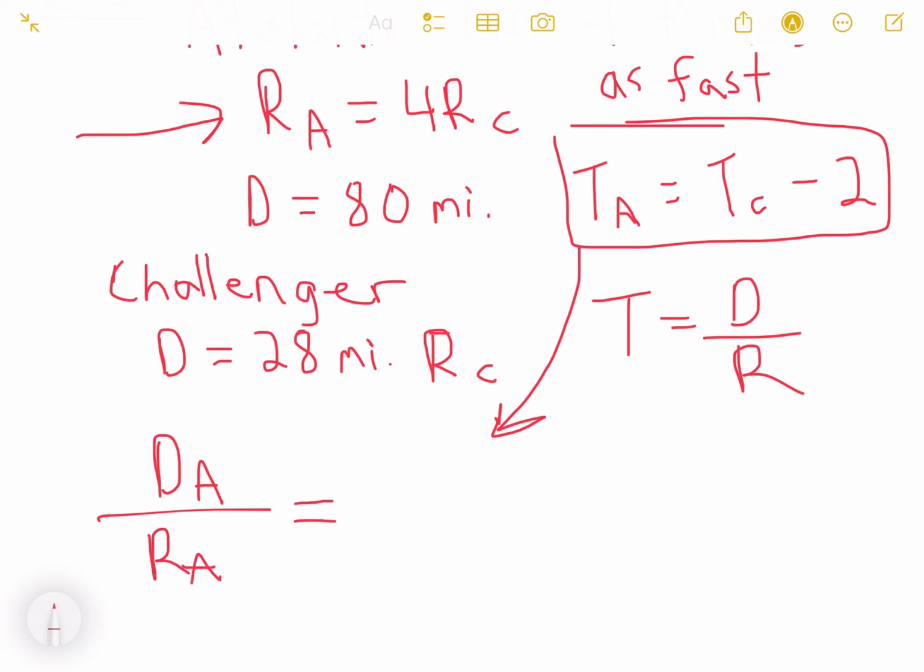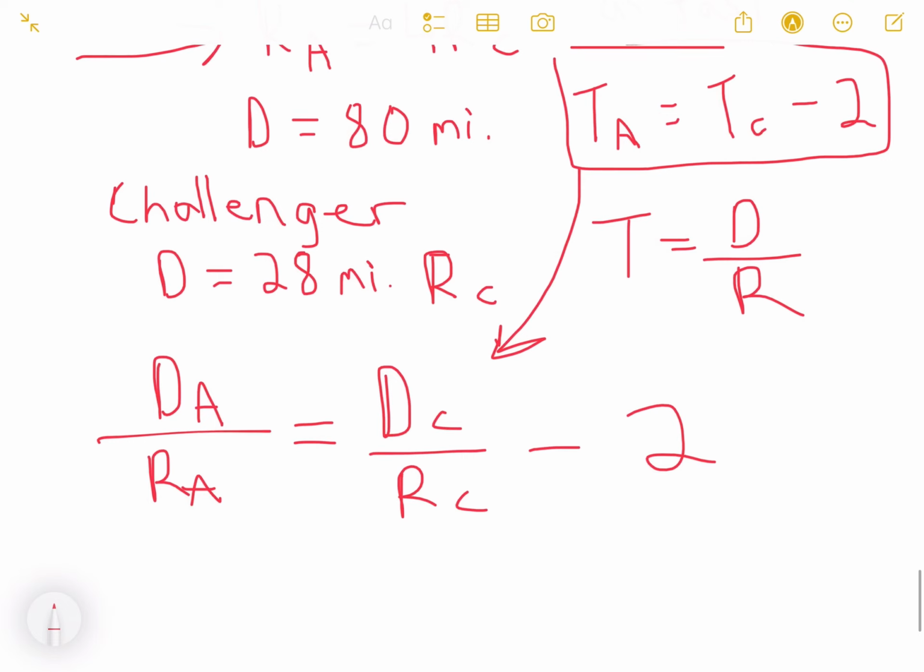And it's equal to the time of her challenger. Well, time of her challenger is also distance of her challenger over the rate of her challenger. And then I can subtract 2. But I actually know a bunch of these things, don't I? I know that the distance of Atalanta is 80, so I know this is 80, and the rate of Atalanta is 4 times RC. Okay, so I know it's 4 RC.